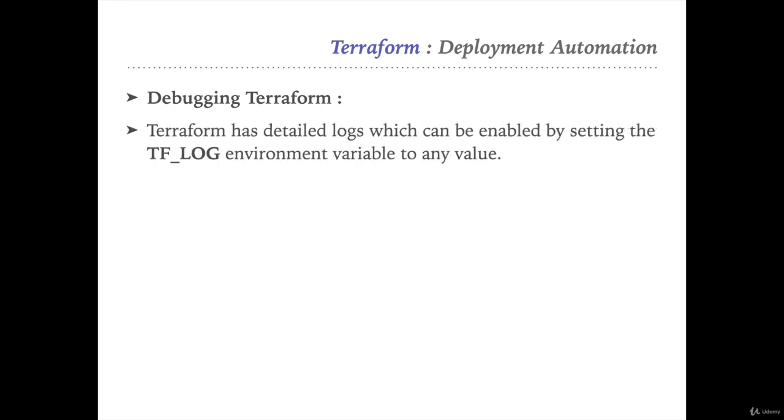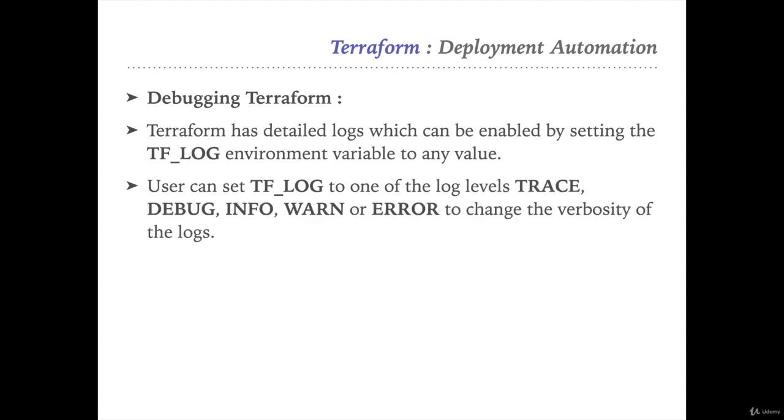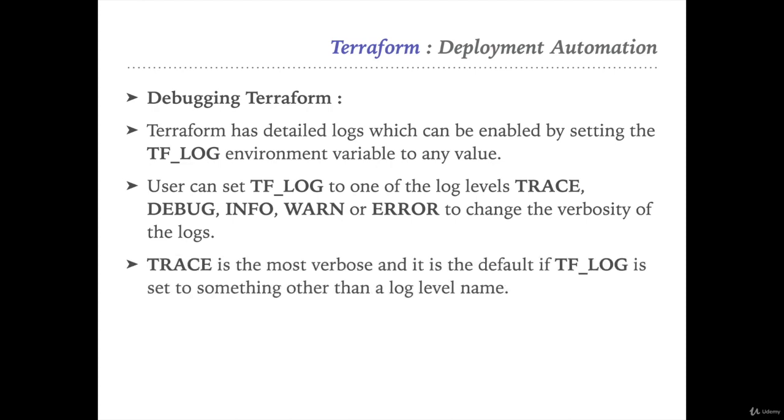Terraform has detailed logs which can be enabled by setting the environment variable called TF_LOG, right? With the help of this variable, you can set the Terraform log level. You can define values for this environment variable like trace, debug, info, warn, and error. By default, the value of TF_LOG is trace. Trace is the most verbose, and it is the default if TF_LOG is set to something other than a log level name. So if you're not setting TF_LOG to debug, info, warn, or error, then TF_LOG defaults to trace.